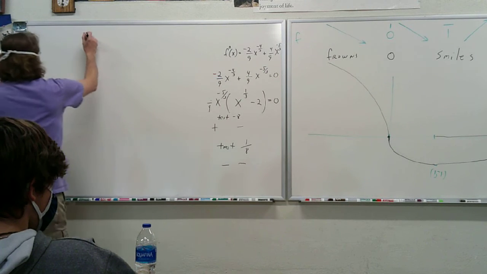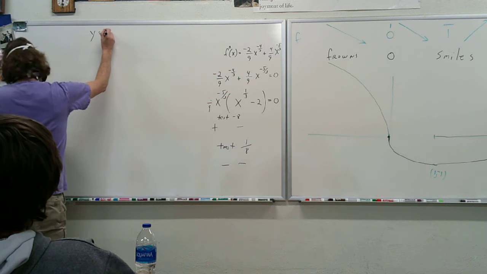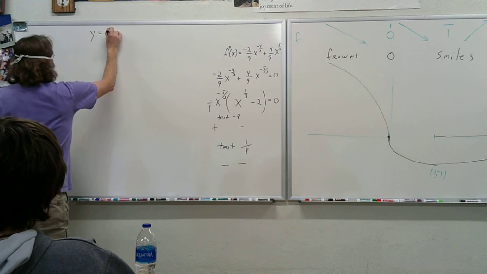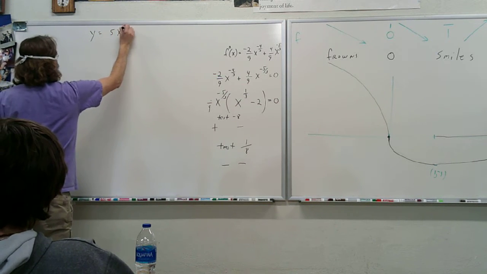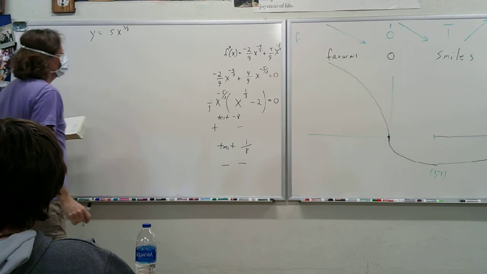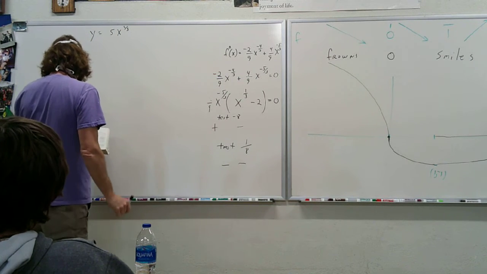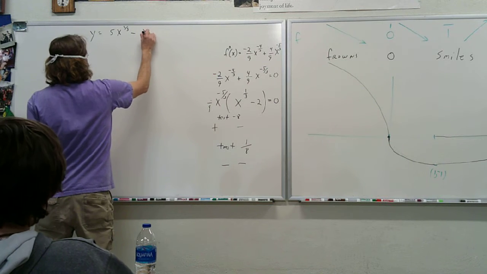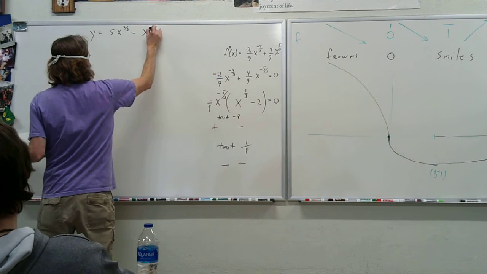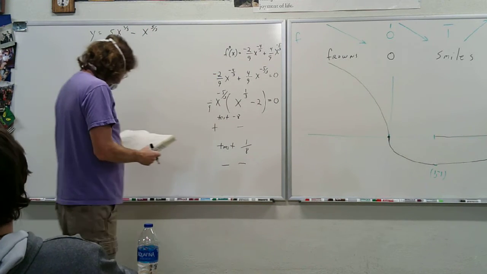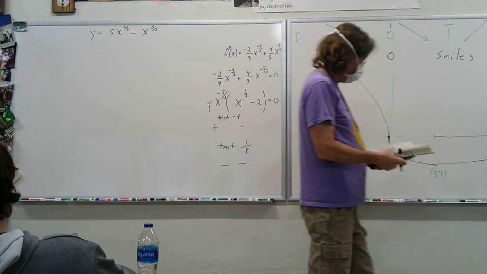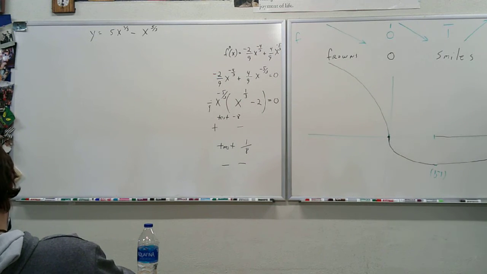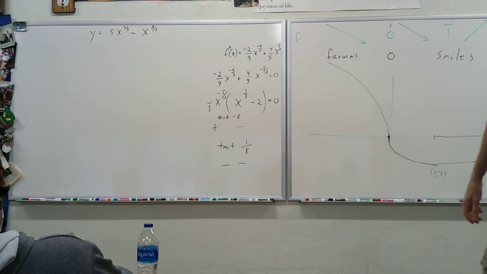Y equals 5x to the 2/3 minus x to the 5/3. Can y'all read that? Okay, take the derivative and find the critical numbers. Take the derivative and find the critical numbers.